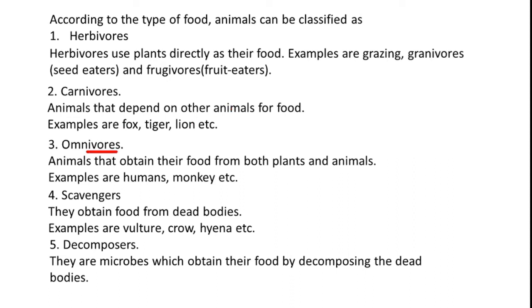Then omnivorous, animals that obtain their food from both plants and animals. Examples are humans, monkey, etc. Then scavengers, they obtain food from dead bodies. Examples are vulture, crow, hyena, etc. Decomposers, they are microbes which obtain their food by decomposing the dead bodies.